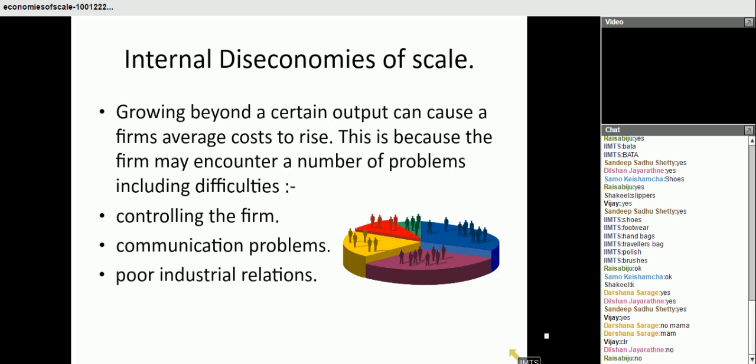Okay. So now we go to the second part of the same topic, that is diseconomies of scale. Growing beyond a certain output can cause a firm's average cost to rise. This is because the firm may encounter a number of problems including difficulties. What are the difficulties? Controlling the firm. If we grow too enormous in size, then it may not be possible to control every department. Then there may be communication problems. The more people involved, the more communication lapses. Then poor industrial relations. Because there are a large number of people, obviously they will have their own perceptions and thinking, and that will again be a problem.